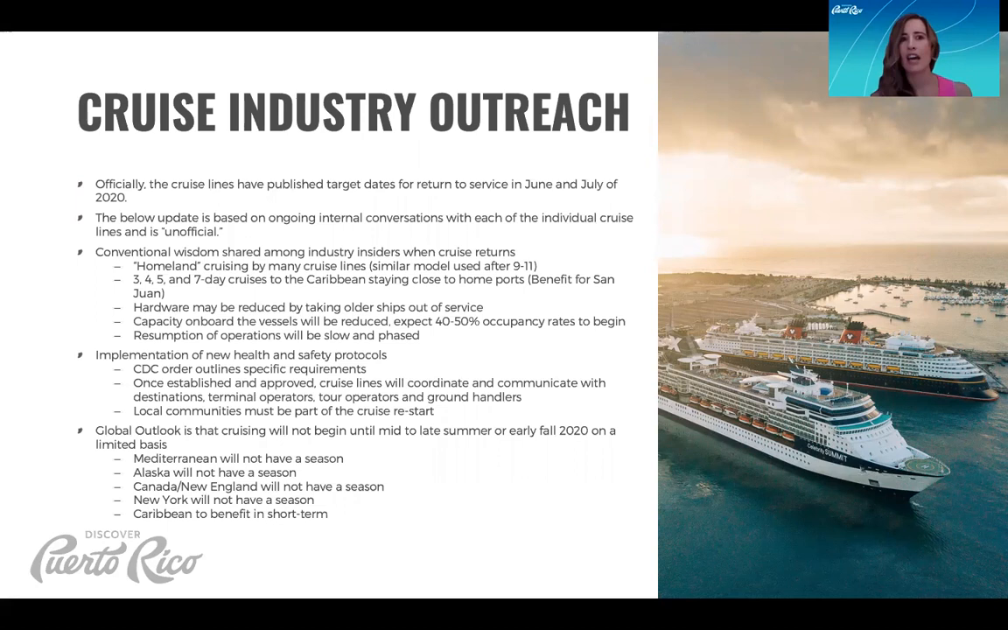It's likely that a lot of those ships, the actual hardware, may be reduced by taking older ships out of service, and capacity on board the vessels will also be reduced, with likely 40 to 50% occupancy rates to begin. Like many other tourism businesses, resumption of operations will be slow and phased, and the implementation of new health and safety protocols will, of course, be the highest priority. Once established and approved, the cruise lines will begin coordinating and communicating with all the destinations and terminal operators, the tour operators, the ground handlers.